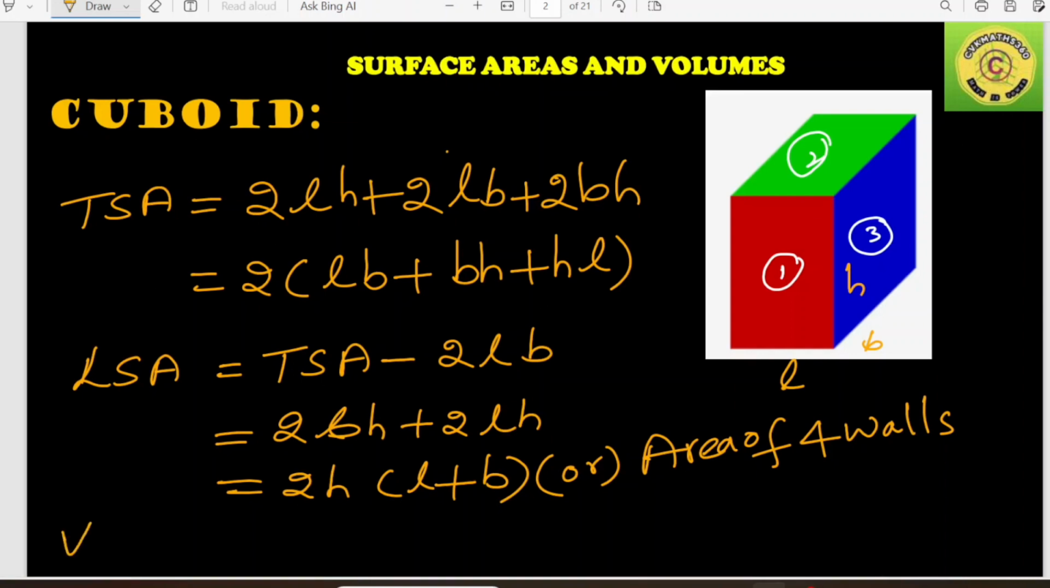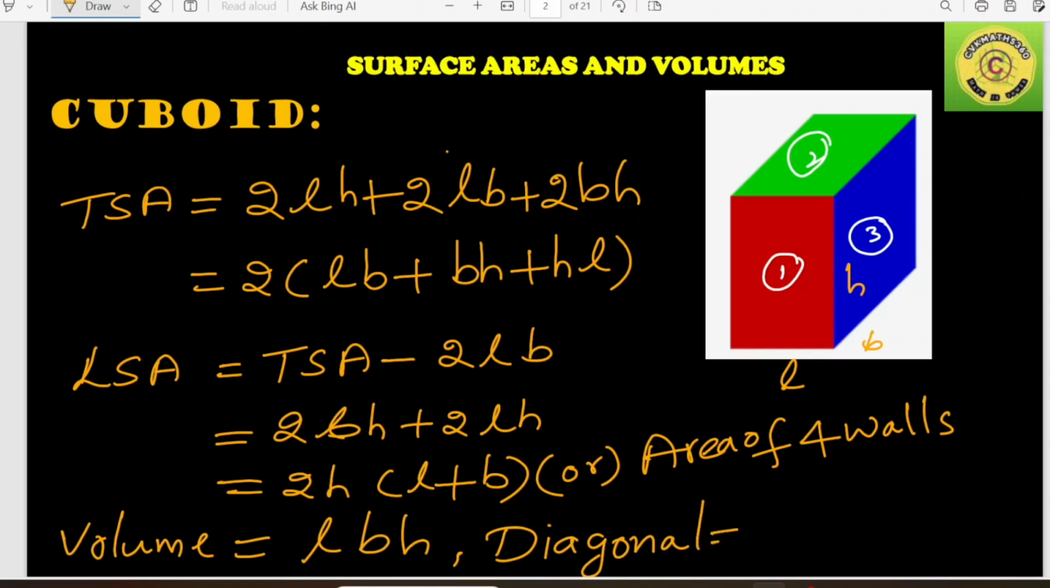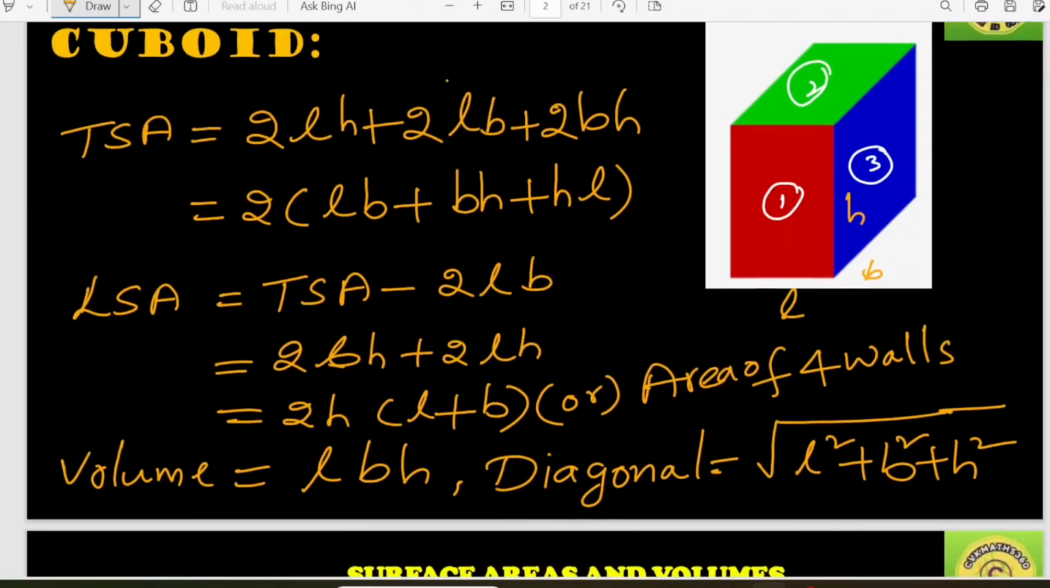Next, volume. Volume of cuboid is length into breadth into height. Then the diagonal of cuboid will be root over L square plus B square plus H square. As I already said, area is in square units, volume will be in cubic units.